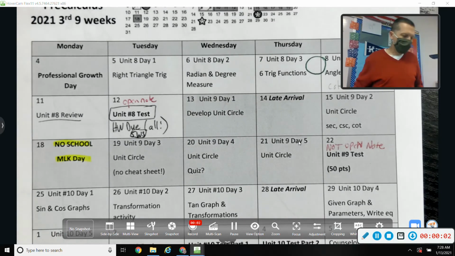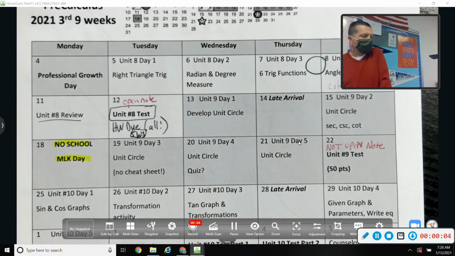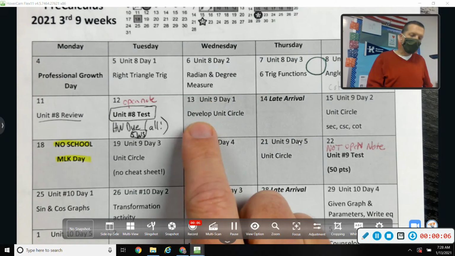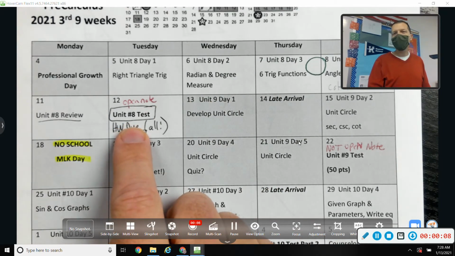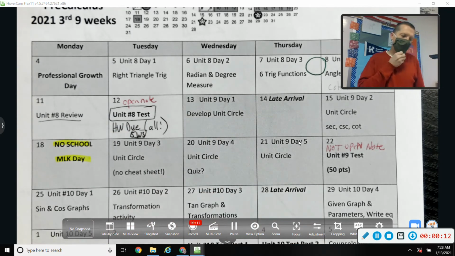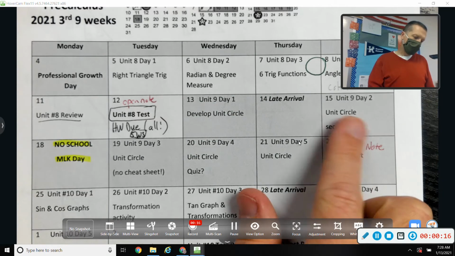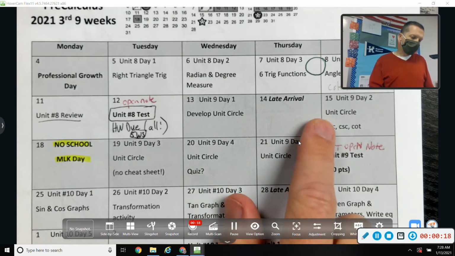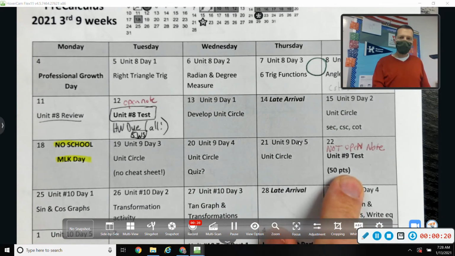All right, good morning. Day 1 of Unit 9. Needless to say, your tests are not graded yet, so that probably won't happen till the weekend. So we'll get those on Monday, most likely. This is a shorter unit, and it's a 50-point test, and it is not an open note test, okay?